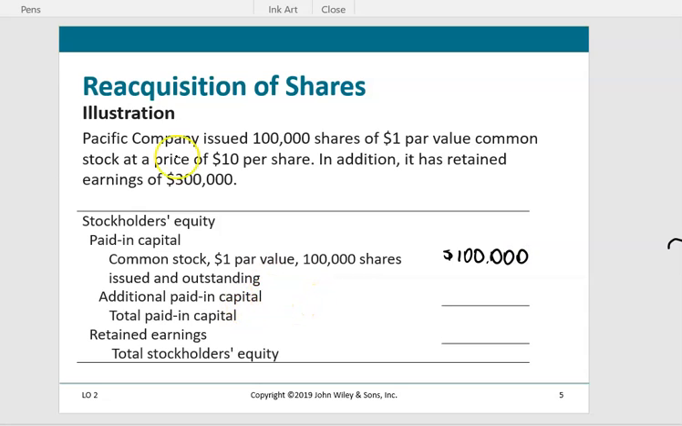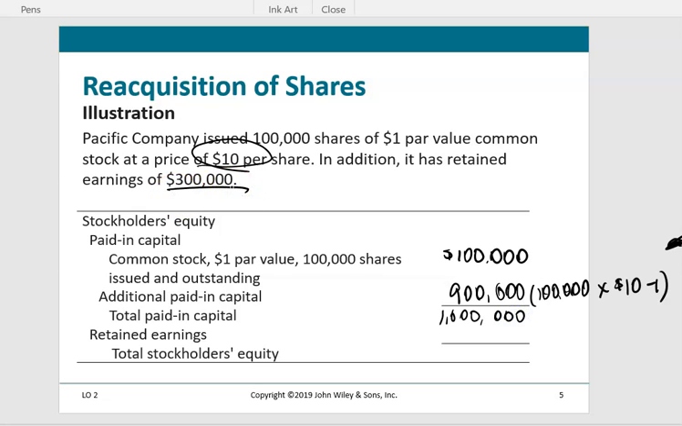Additional paid in capital: the stock was issued at a price of $10 per share. So we would say the additional paid in capital increases by the number of shares times the difference between the market price of the stock less what was recorded as par. So 900,000 is going to be recorded in the additional paid in capital and presented separately from its common stock. We would see the total paid in capital of 1 million. Retained earnings are given to us as 300,000. And that gives us total stockholders' equity of 1.3 million.